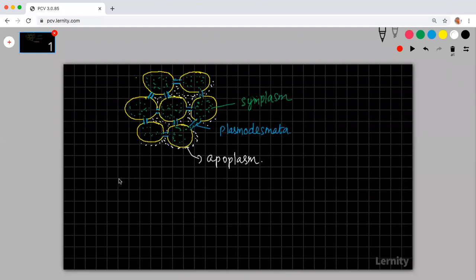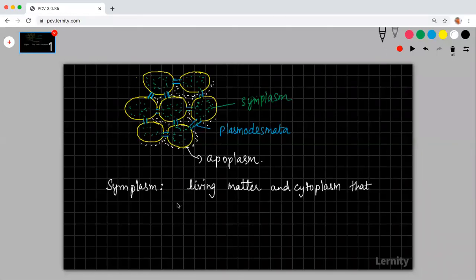Okay, what is symplasm referring to? The symplasm here refers to living matter, and cytoplasm, that forms continuously between cells through plasmodesmata.